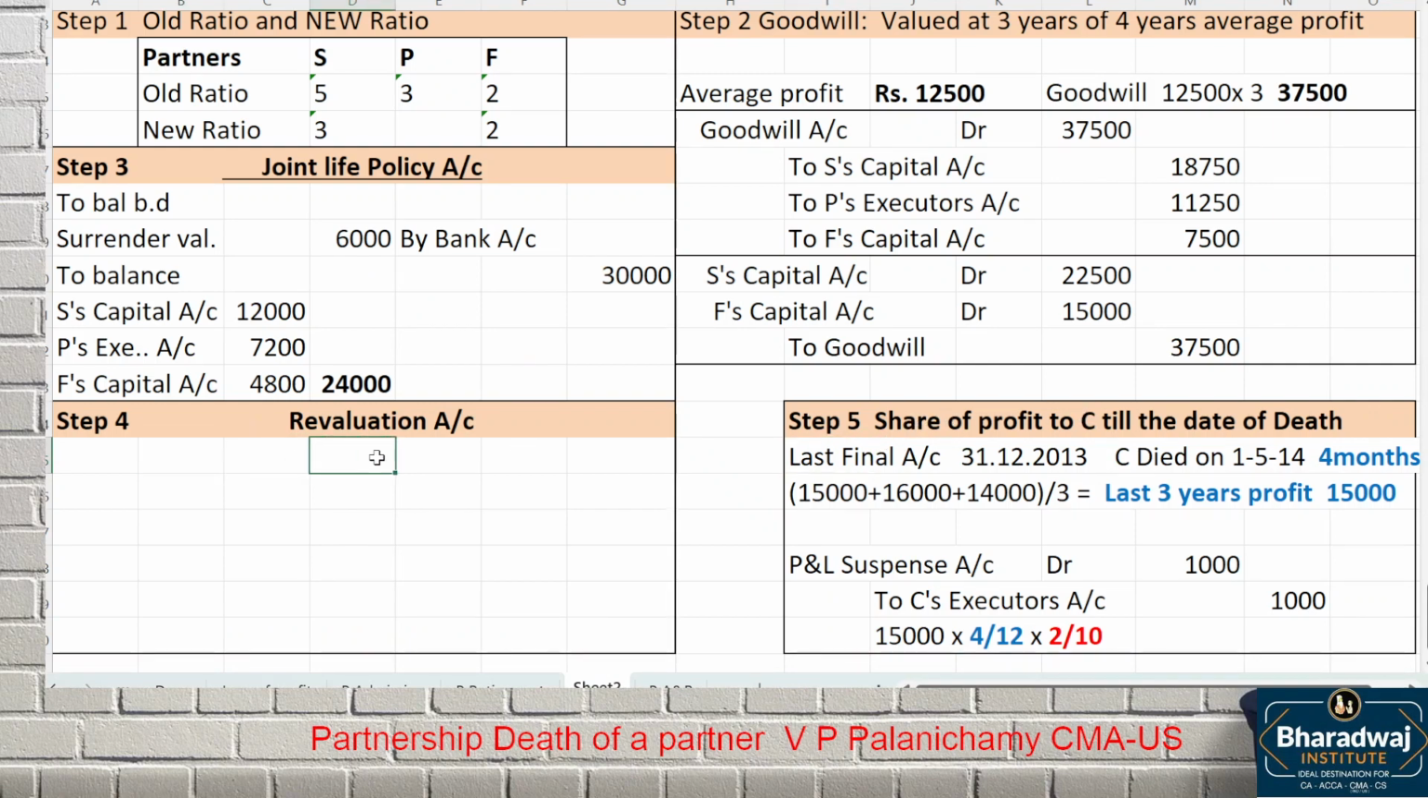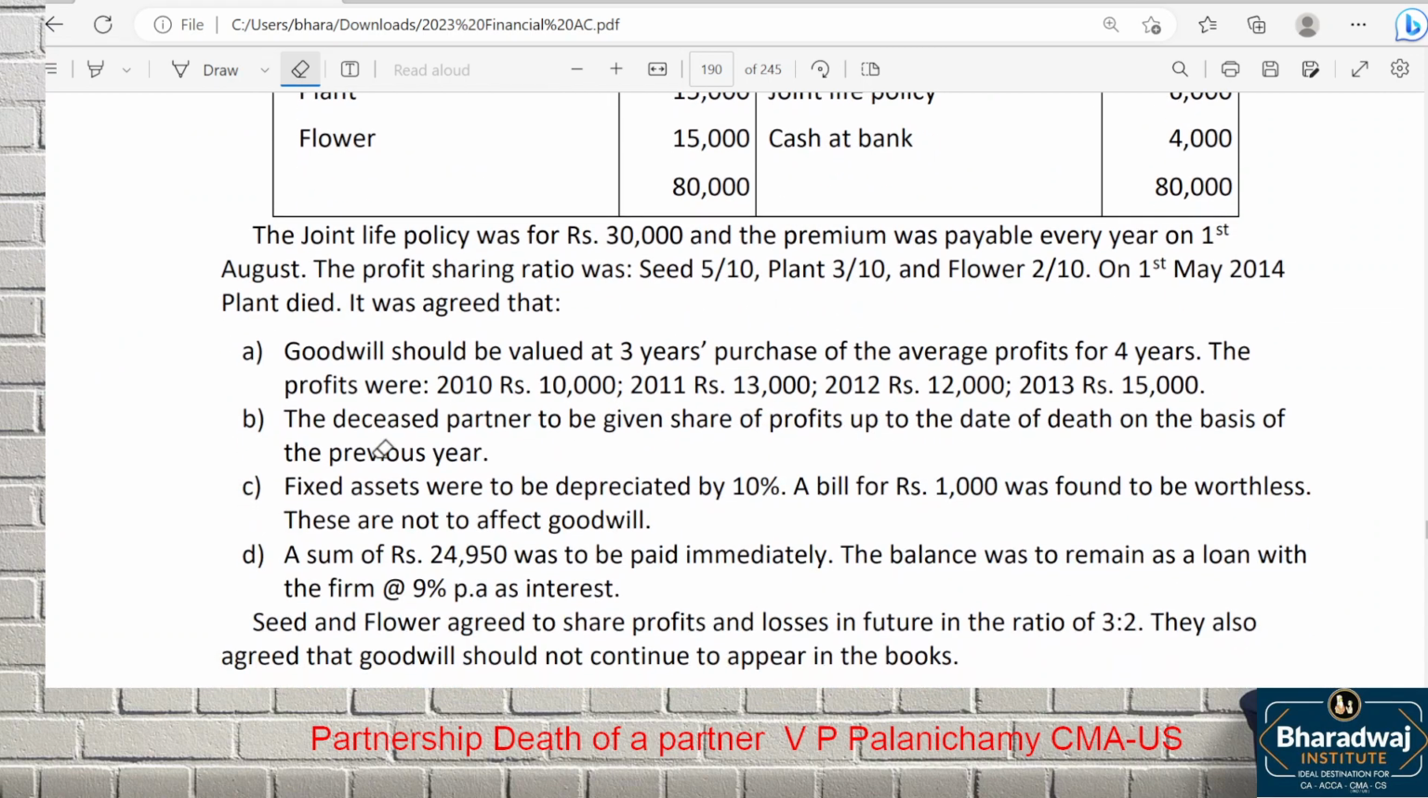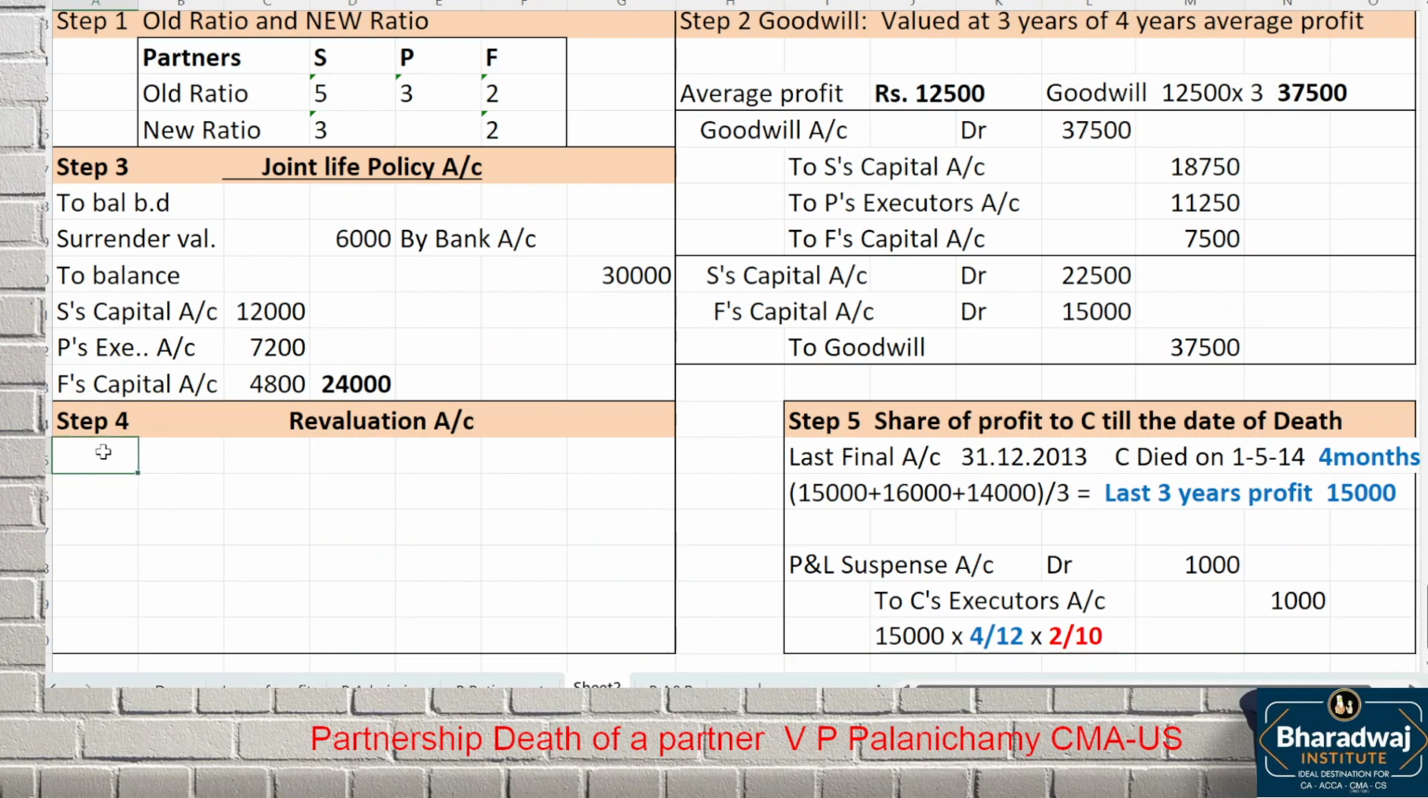Revaluation account: which one is a gain in this question? Fixed assets ought to be depreciated by 10%. How much? 4,000. Bills receivable found worthless, loss 1,000. That's it. By loss on revaluation, 5,000 will come.